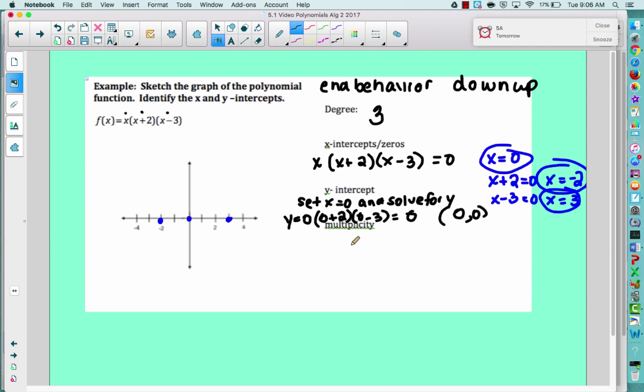And for the multiplicity, I look at all of them. x has a multiplicity of 1, so it goes through it. x plus 2 has a multiplicity of 1, so it goes right through it. And x minus 3 has a multiplicity of 1, so it goes right through it. So it's going to go through these points.